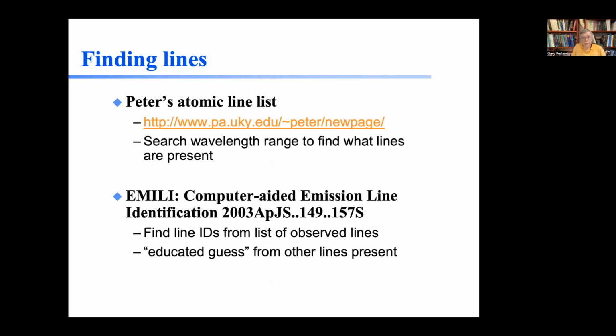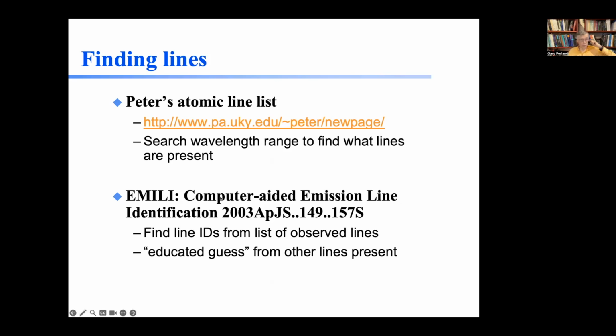There's two places to go for astronomy. Peter van Hoof has a line list at this site in which you tell the program, I found a line between this wavelength and this wavelength. What could it be? The code will search databases and find all the possible lines that are in there. It may come up with several lines.